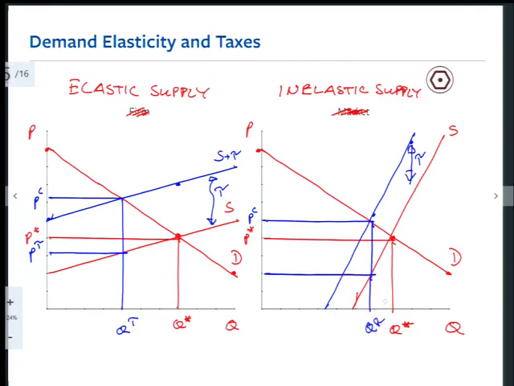So this here is Q tau in the inelastic supply market. This here is P tau in the inelastic supply market. I'm starting to get excited. This is real economics. This is stuff that Krugman writes about in the New York Times, right? Only you don't realize it. So what do we have here, right?